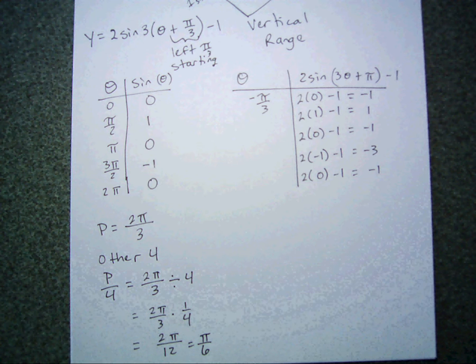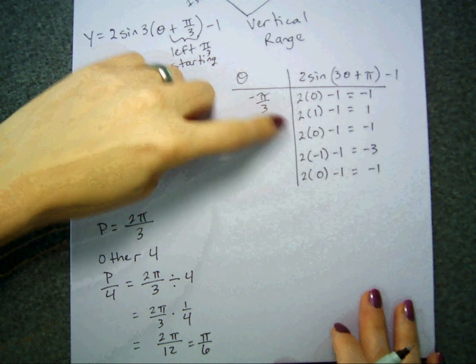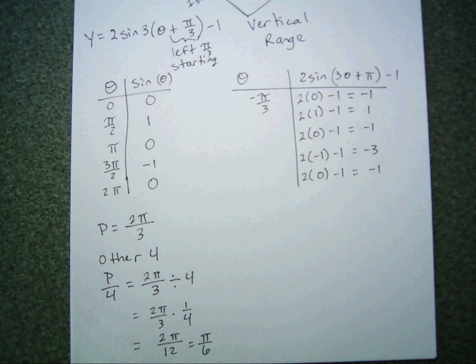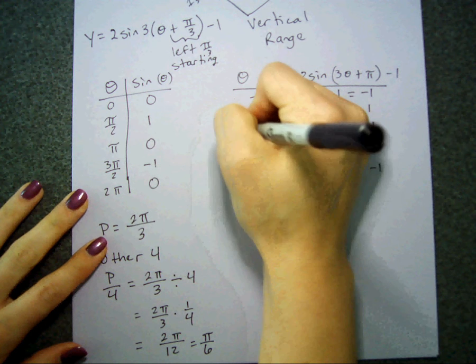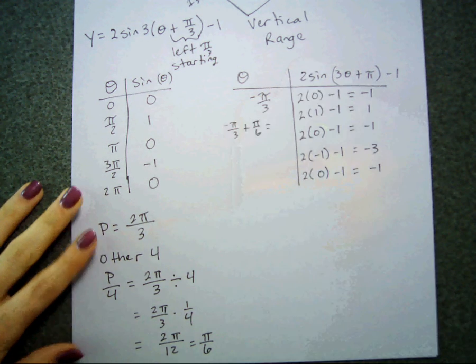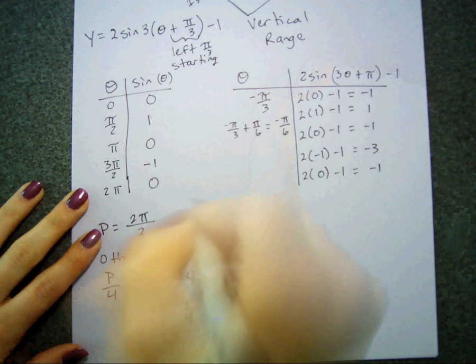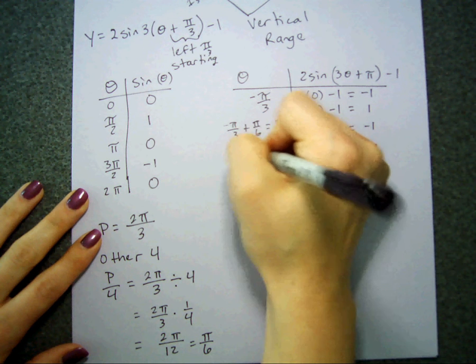So I'm going to add this value to my starting point over and over and over until I get my other 4 points. So fractions, you might want to brush up on them a little bit. So negative pi over 3 plus pi over 6, I need a common denominator. Negative pi over 3 plus pi over 6 gives me negative pi over 6. And then add pi over 6 again. So negative pi over 6 plus pi over 6 gives me 0.